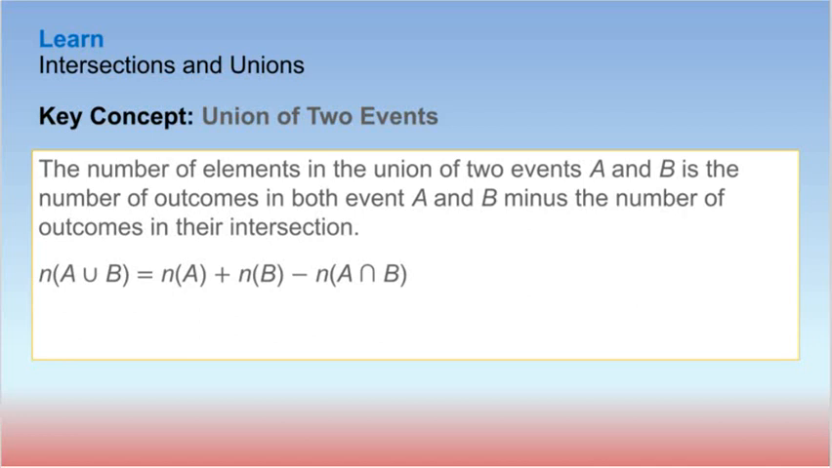And the formula for union: the number of elements in the union of two events A and B is the number of outcomes in both events A and B minus the number of outcomes in their intersection. So you don't want to duplicate them. So it's the event A outcomes plus the event B outcomes minus the ones that are in both.